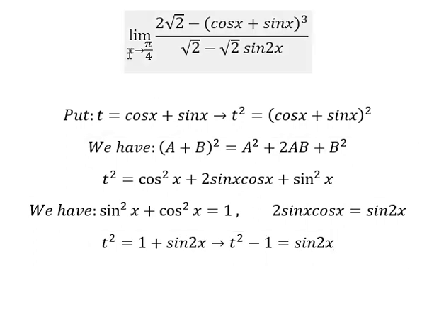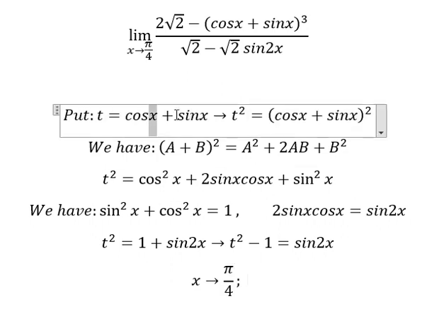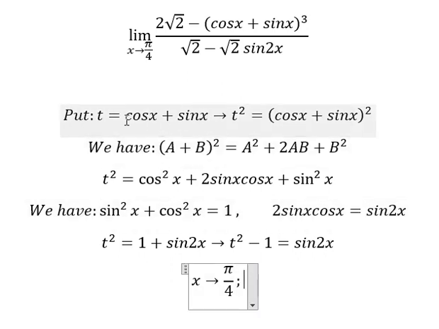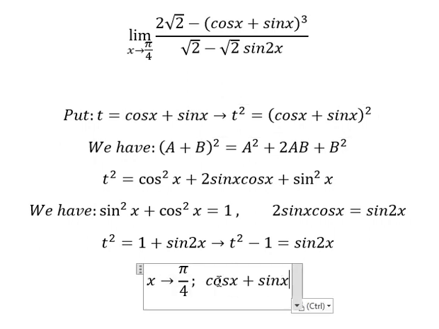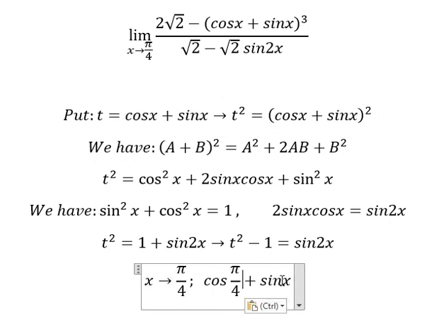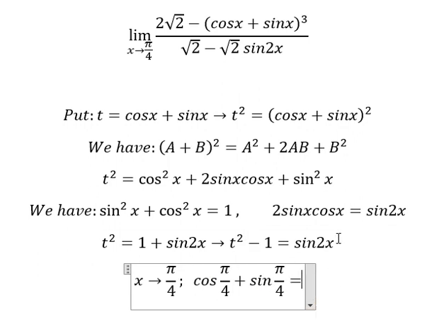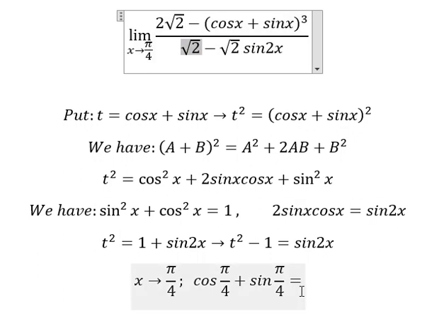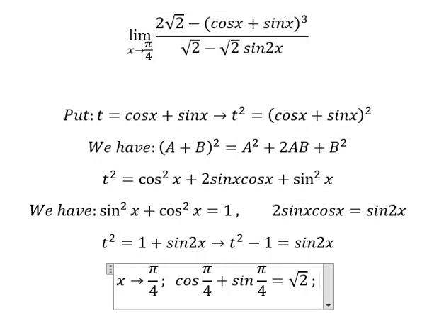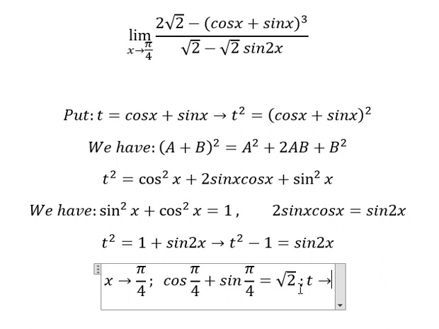Next, we have x approach to pi over 4. That means I will put pi over 4 in here and here to find what t approaches. This one we calculate and we have the square root of number 2. So t approaches the square root of number 2.